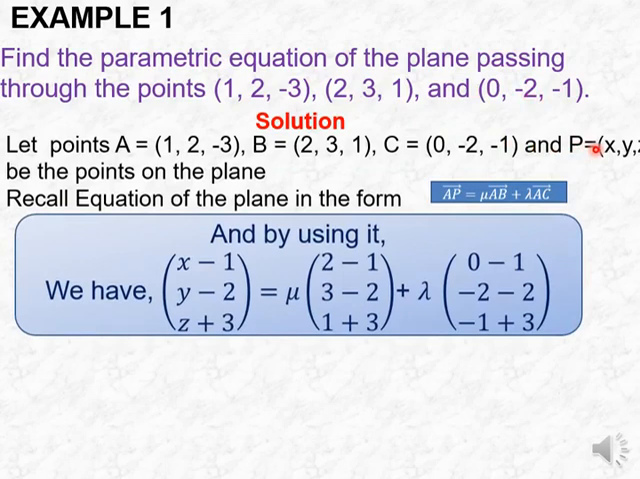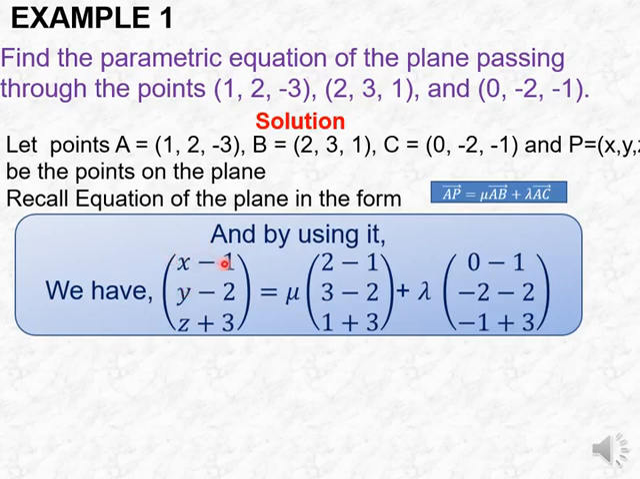If we make use of this expression, which was the parametric form, where we had the vector components of P, we substitute x, y, z. Where we had A, we use (1, 2, -3), and where we have B, we use (2, 3, 1), and where we have C, we use (0, -2, -1), and simplify. That's how we get this, and we simplify.